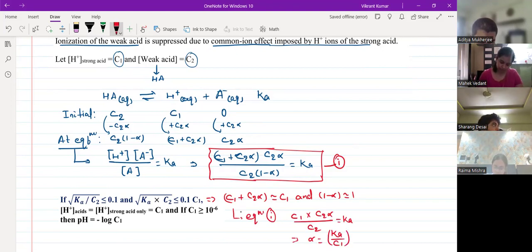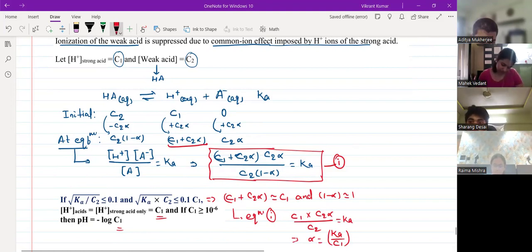And we are saying, because H plus total was this much, this is H plus total which was C1 plus C2 alpha. Now we can write that as C1 only, and that's why if C1 is greater than 10 raised to minus 6, then minus log of C1 will be giving you pH. Any doubt in this case?